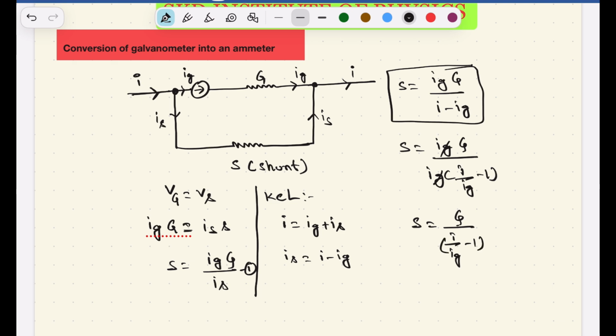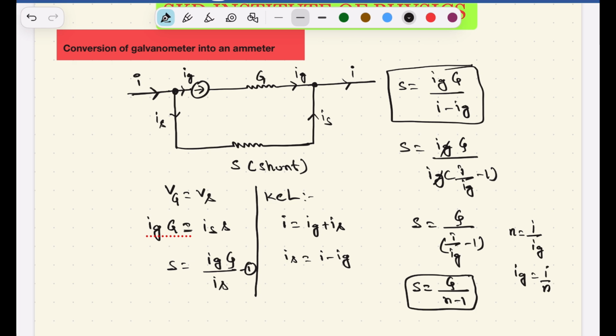Then N is equal to I by Ig, so Ig is equal to I by N. That is, the current flowing through the galvanometer is equal to 1 by N times the total current, where N is the sensitivity of the galvanometer. Then S is equal to capital G divided by N minus 1. Okay, this is one more formula to find the small shunt resistance connected in parallel.